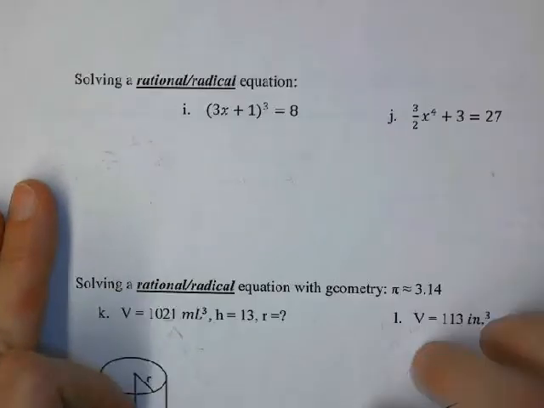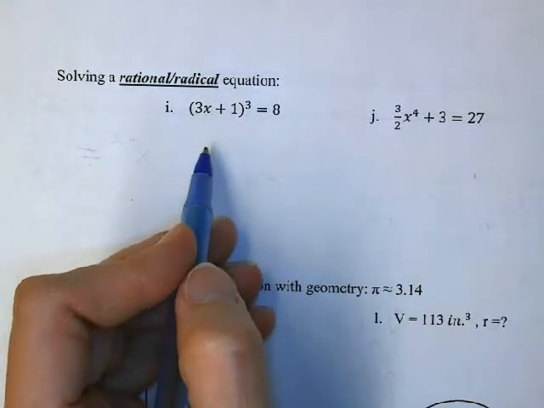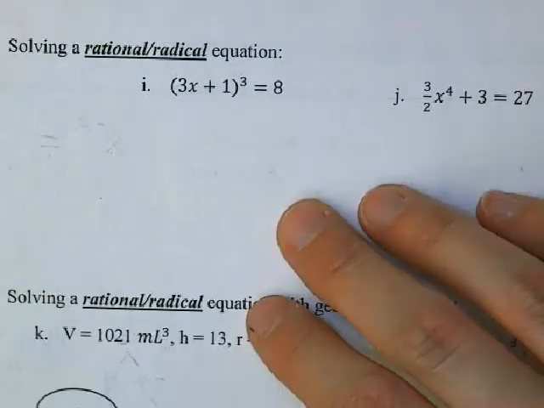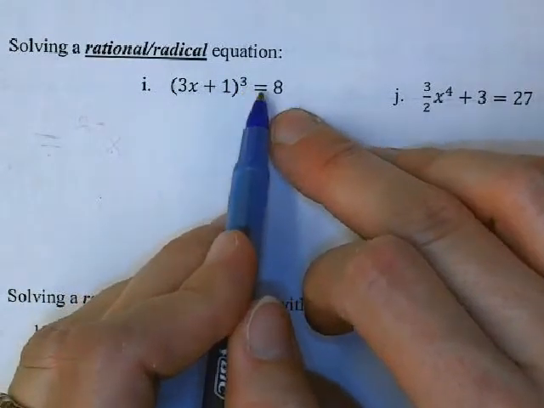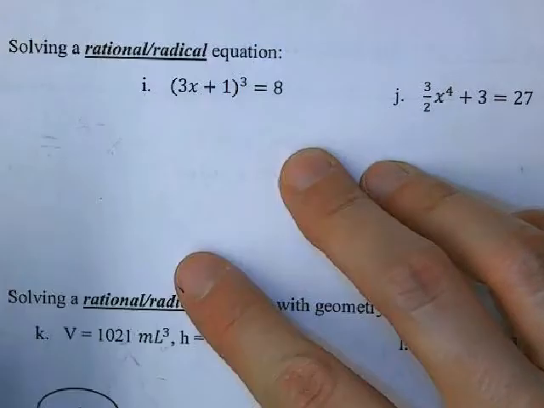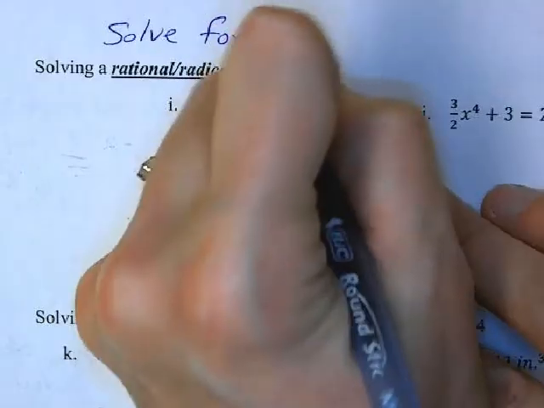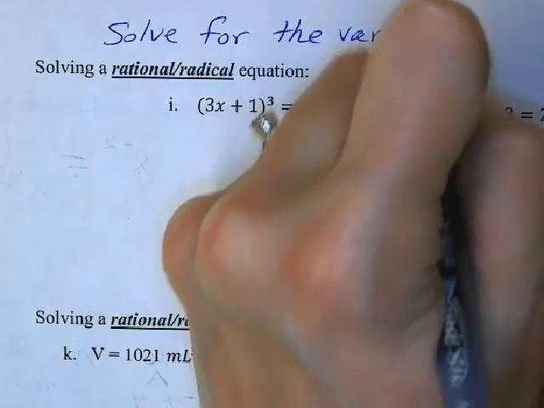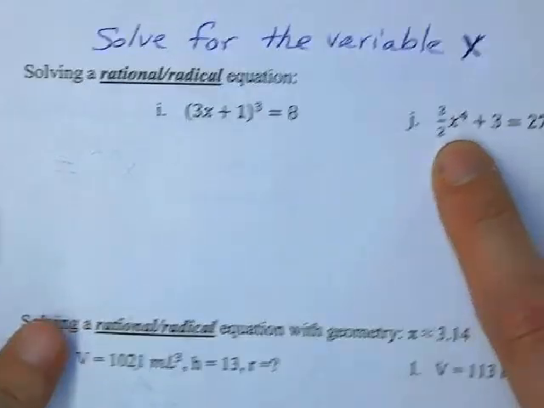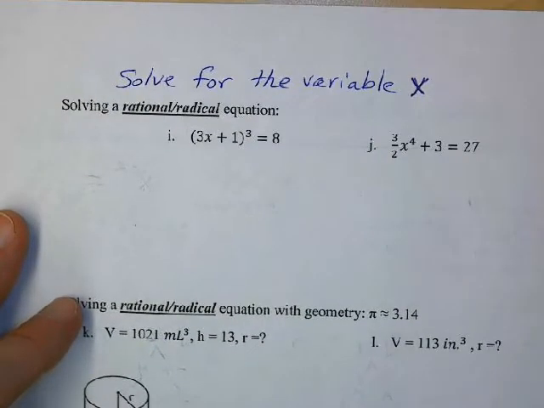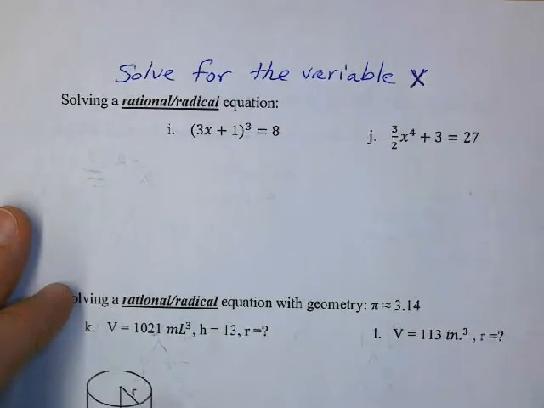Okay, we're almost done. Solving a rational/radical equation with these different powers. All right, so this one has (3x + 1) to the 3rd power equals 8. When you're solving, you're trying to solve for the variable that's in the problem. The variable in this problem is x. Sometimes the variable could be n, it's not always x, but in this case it's x. Solve for the variable.